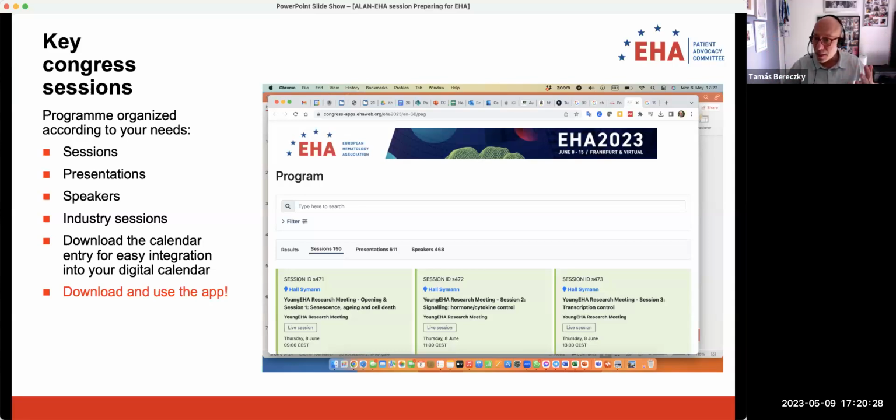But actually, if you have this in your calendar, that makes it a little easier. And I know that it's not available yet, but there will be an app for the Congress, which you can download on site or even in advance. Use it on your tablet or on your smartphone, and it will also help you navigate the Congress, and we'll do this calendar integration for you as well.